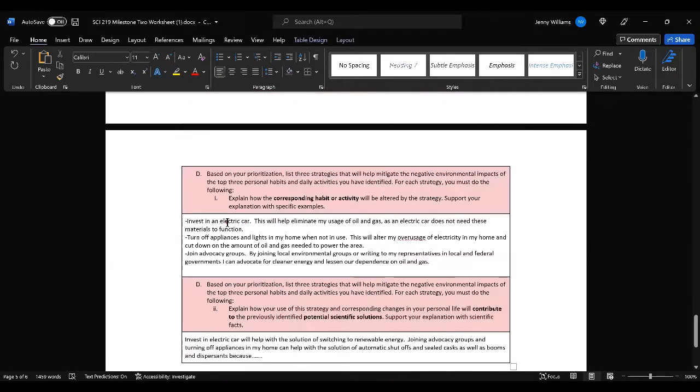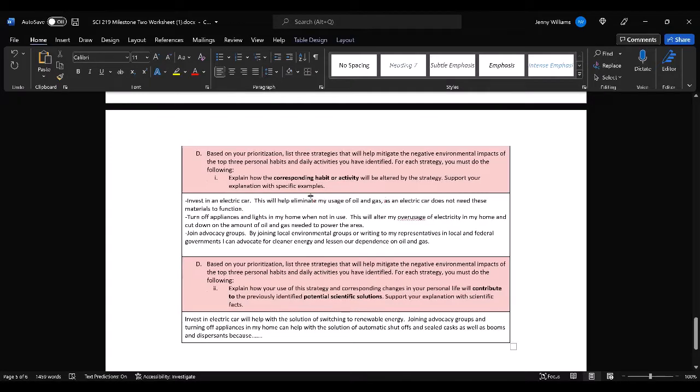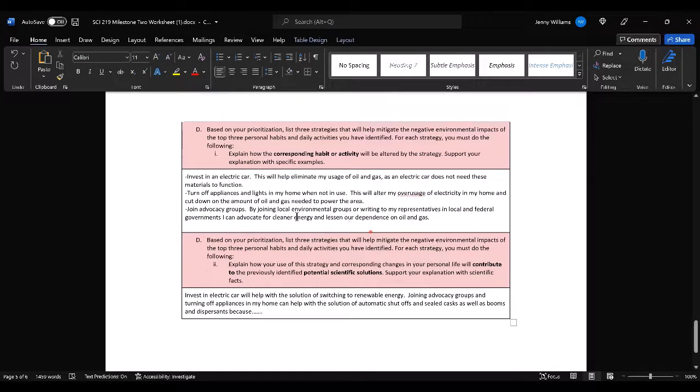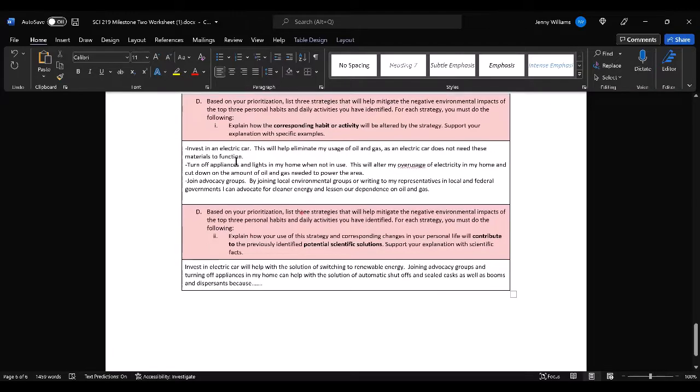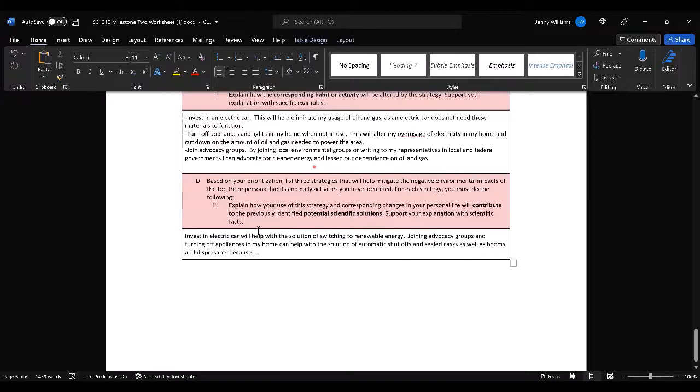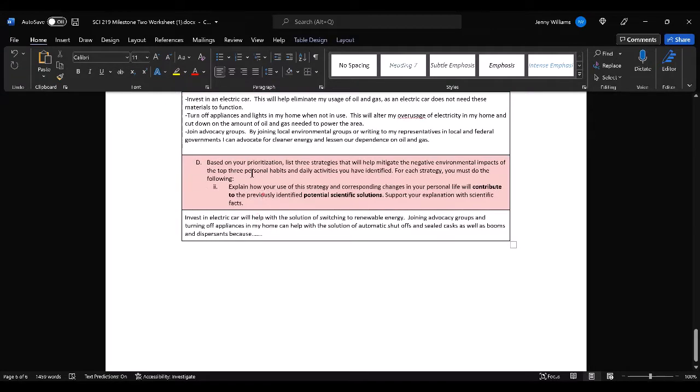So I say, okay, I'm going to invest in an electric car. This is going to help eliminate my usage of oil and gas. I'm going to turn off appliances and lights in my home. This is going to alter my overusage of electricity and cut down on the amount of oil and gas needed. I'm going to join some advocacy groups because I can advocate for cleaner energy and lessen our dependence. Okay, so you're just going to explain how these strategies are going to help with the habits that you already do. Then this last part is talking about it.